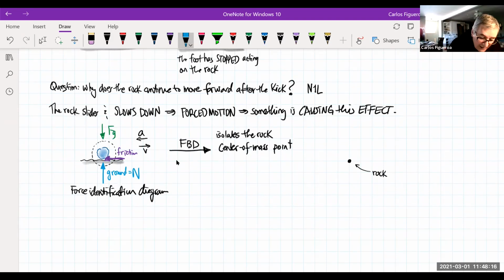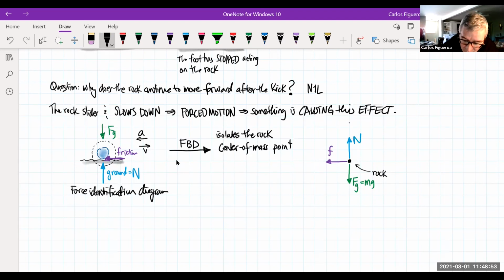Since the rock is not accelerating up and down, we know that it must be in static equilibrium. So that means that the force of the ground, the force of friction, the force of gravity, which is typically written as mg, and then I look at friction, and it looks like this. Now that I have my vectors like this, then I draw a coordinate system.